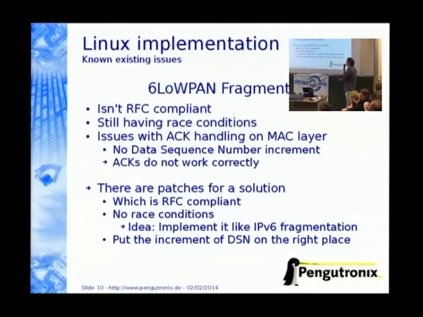I removed this because the current Linux has an IPv6 fragmentation API, and the current implementation doesn't use it. So the idea was to use the API which is also used by IPv6 and IPv4.